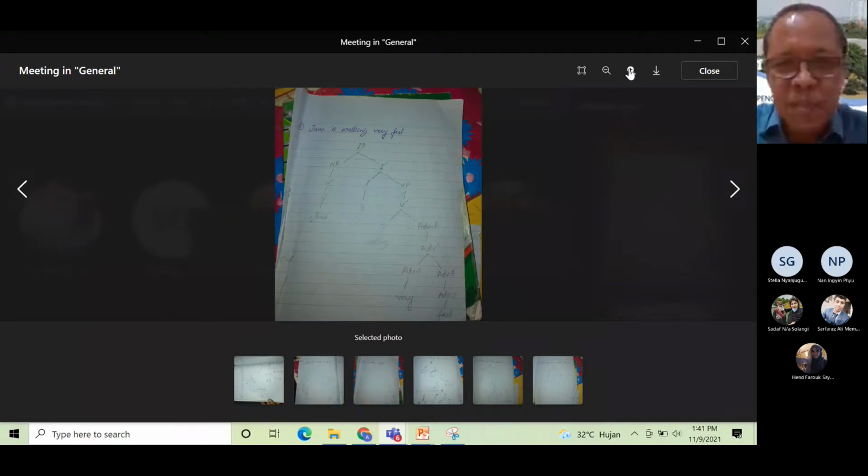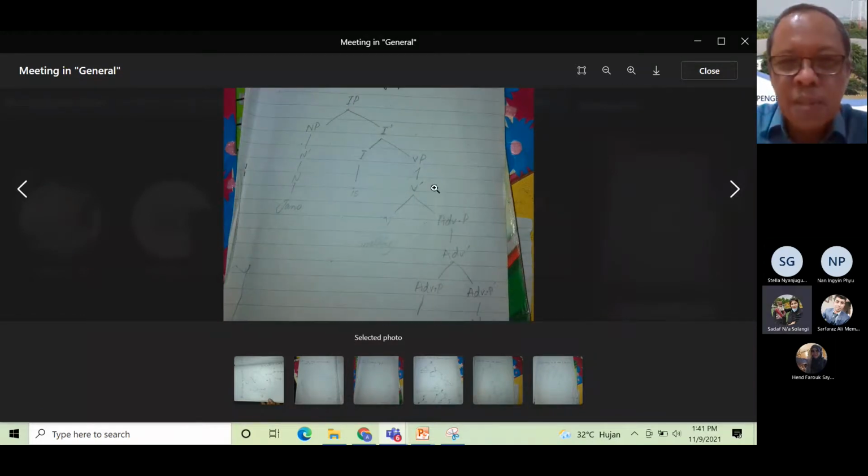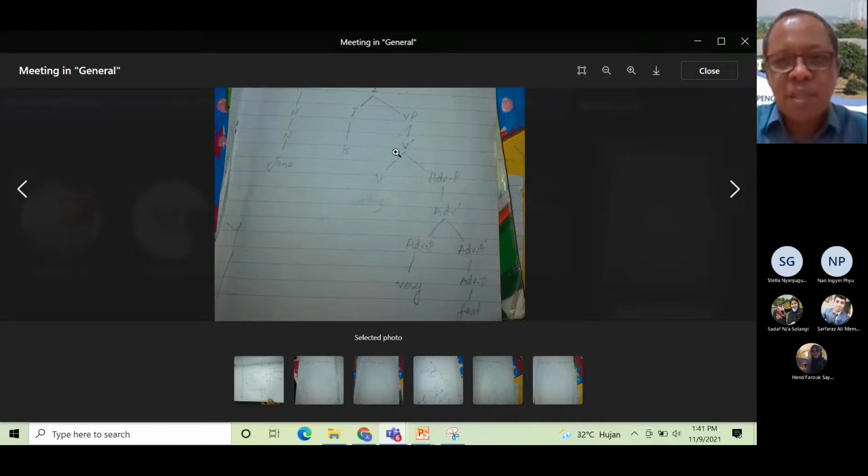Jono is working very fast. Jono is NP. Okay, the IP is split into two parts, NP and I bar. NP goes to N bar and Jono. All right, the I bar is split into two parts, I and VP. Right? VP is divided into V bar. Okay, VP goes to V bar, and then branches to V bar, and it also branches to... My question is that very fast: is it an adjunct or a complement?